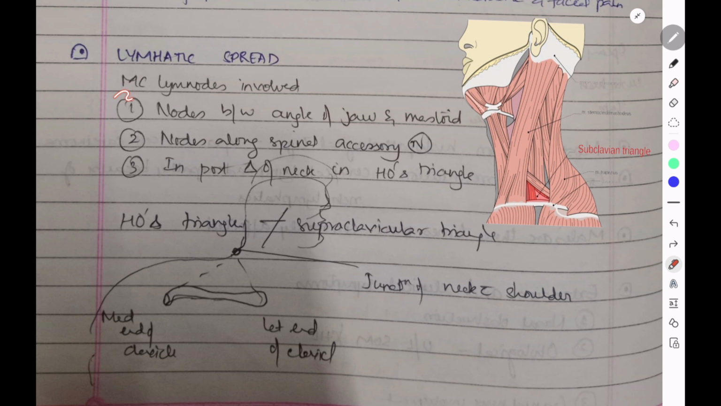So now you know about the lymphatic spread. Nodes in the angle between jaw and mastoid, nodes along the spinal accessory nerve, and in the posterior triangle of the neck, that mainly in the host triangle, also known as supraclavicular triangle or subclavian triangle.